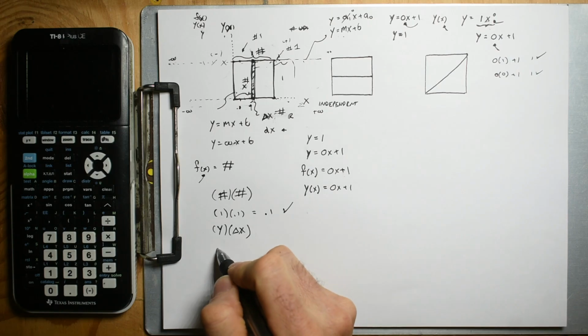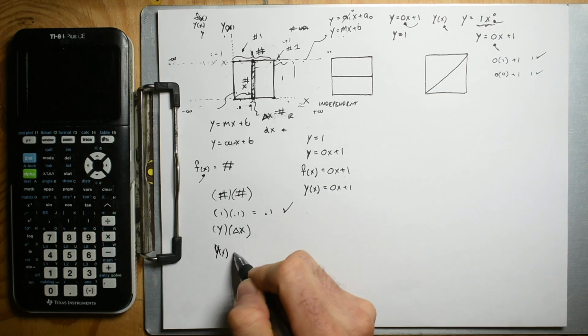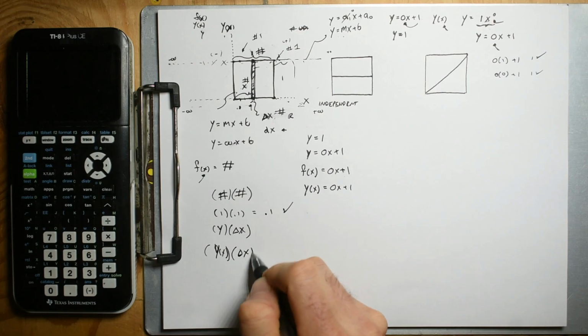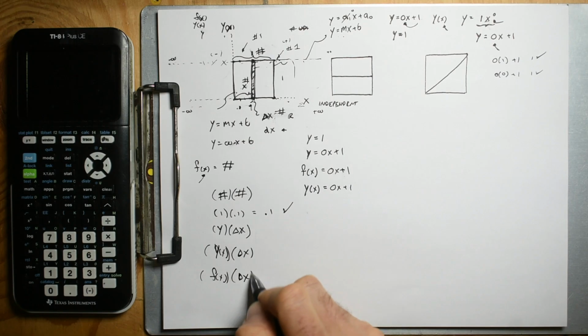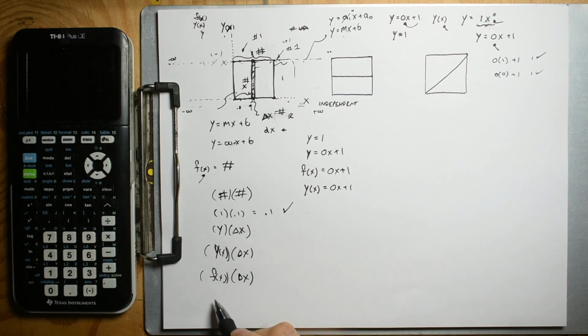So then I can also say this is y of x times delta x. I can also say this is f of x times delta x. And what is this? Doesn't this look familiar? f of x times delta x. And when we do an integral, you have f of x dx.